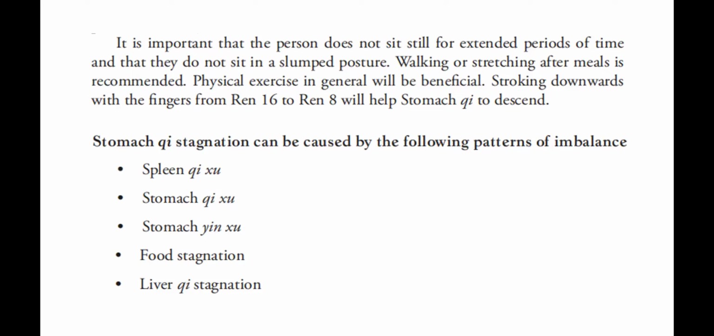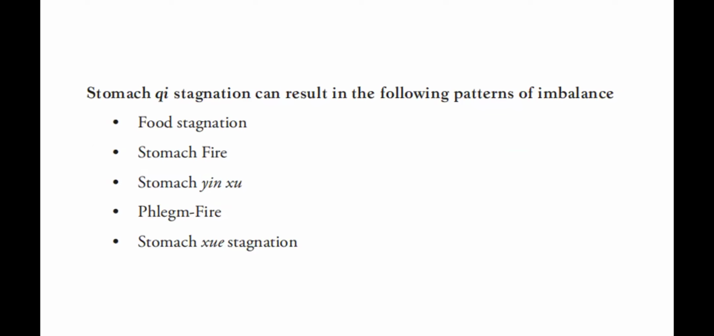Stomach qi stagnation can be caused by the following patterns of imbalance: spleen qi deficiency, stomach qi deficiency, stomach yin deficiency, food stagnation, liver qi stagnation. In turn, it can result in the following patterns of imbalance: food stagnation, stomach fire, stomach yin deficiency, phlegm fire, and stomach blood stagnation.